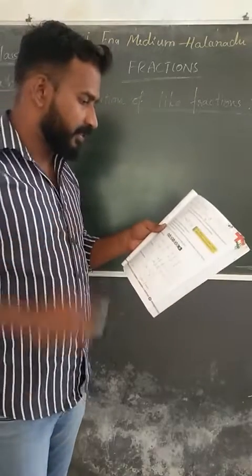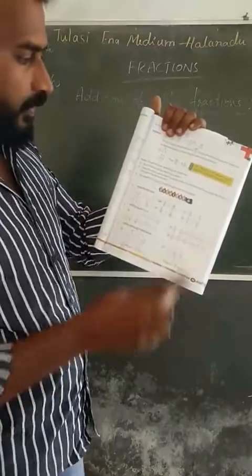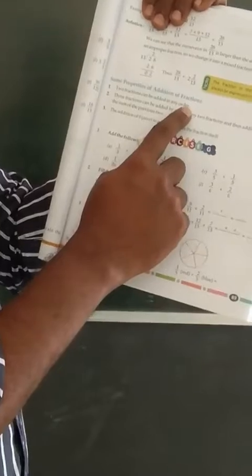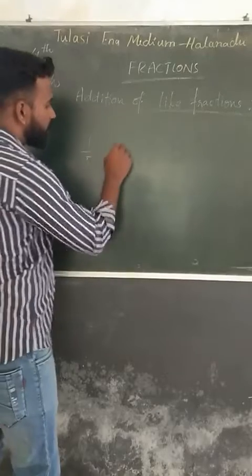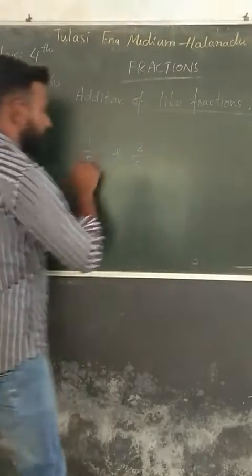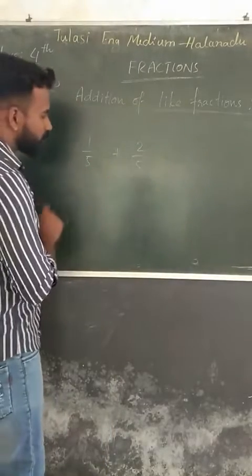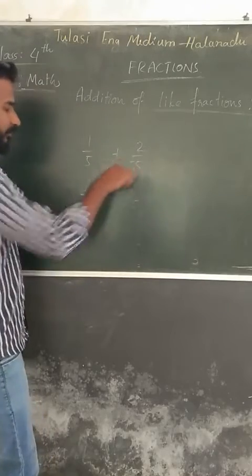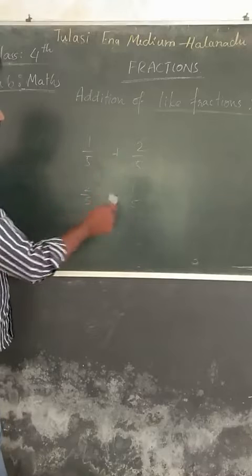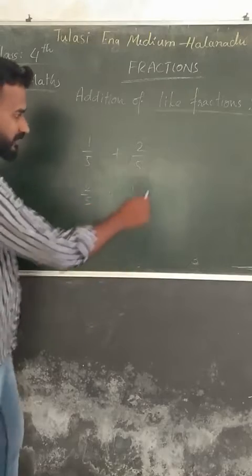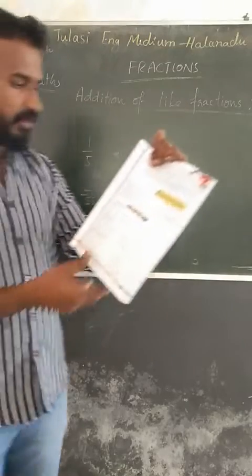Here are some properties of addition of fractions. 2 fractions can be added in any order. 1 by 5 plus 2 by 5, or 2 by 5 plus 1 by 5. The result is the same, no change at all.